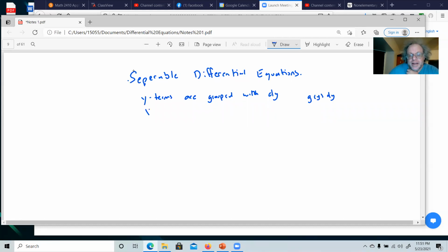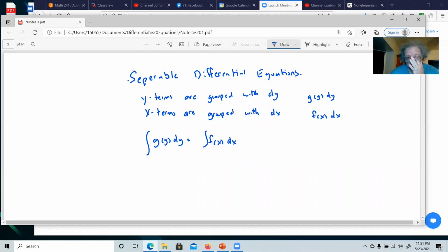And x terms, or t terms, or whatever your independent variable is, are grouped with dx, like an f of x dx. So the idea is that in the end, you're going to want a g of y dy equal to an f of x dx, and you're going to integrate both sides, and everything is going to be happy. Easier said than done.